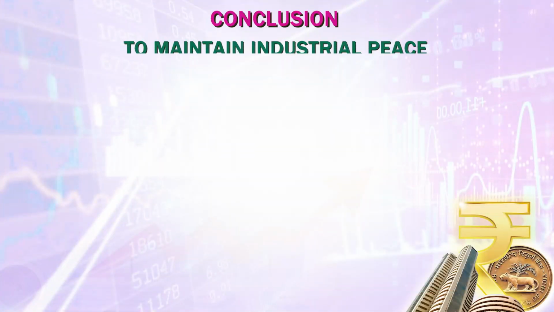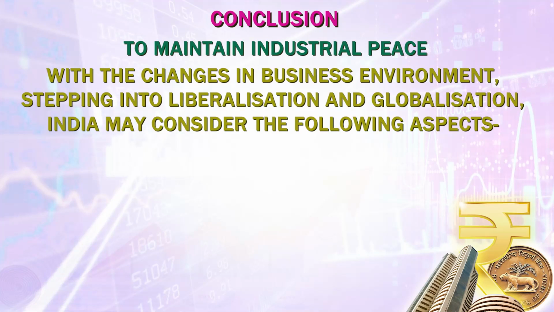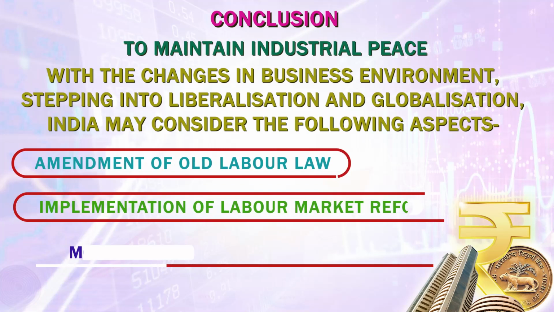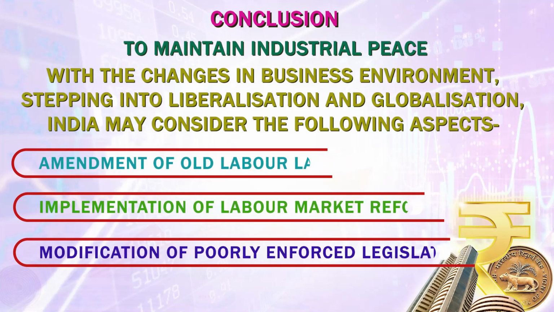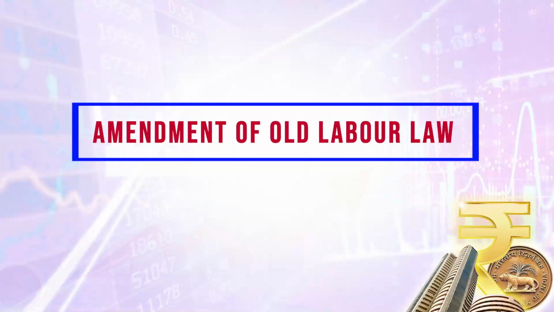To maintain industrial peace, with the changes in business environment and stepping into liberalization and globalization in the Indian economy, the country should follow three aspects. The first one is amendment of old labor law, because in India we are dealing with old labor law. We have to modify this labor law. We have to implement modern labor law, which will be more labor-centric, not employer-centric.